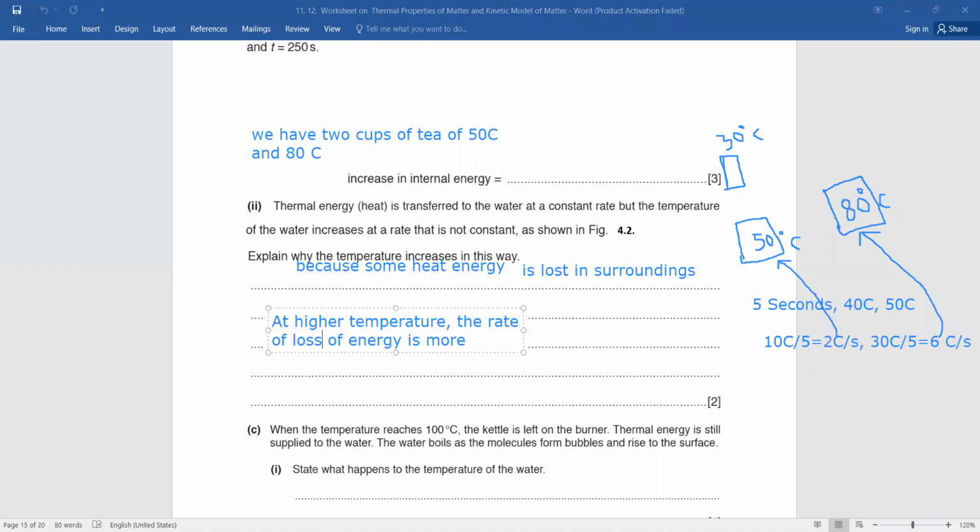Sir, another thing: this explains why the temperature curve is not a straight line. Why are we not getting a straight line? Because at higher temperature, the rate of loss of energy is more. At lower temperature, it is less. That's why we are not always getting the same rate. Is it clear? Yes, sir.